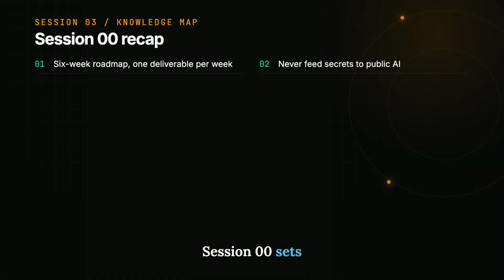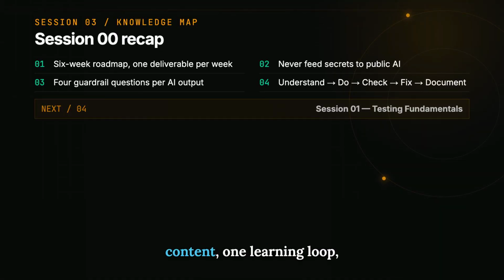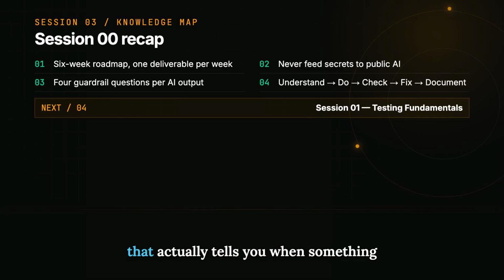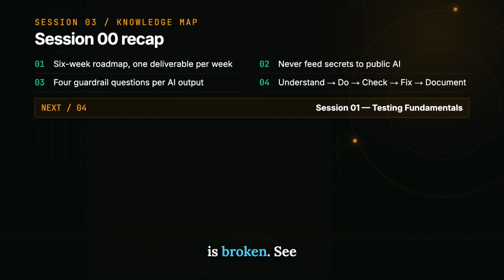Session 00 sets the rules: 6 weeks of content, 1 learning loop, 4 AI guardrails, and a clear definition of done. Session 01 starts with the testing fundamentals, error versus defect versus failure versus root cause, the 4 test levels, and the anatomy of a test case that actually tells you when something is broken.